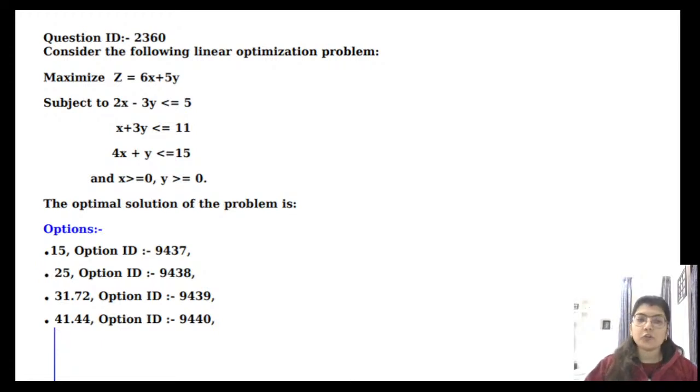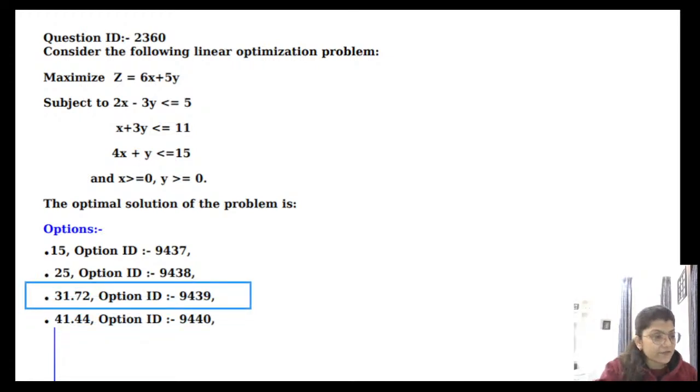Okay, so how do we do these type of questions? मैंने आपको पहले भी बताया है that what we have to do is we have to find the values of x and y to plot the graph, right? So the correct answer is option number C, that is 31.72. Good. So what we will do is we will plot the graph for these conditions. ठीक है, हमें conditions दी हुई हैं. With these conditions we have to plot the graph.